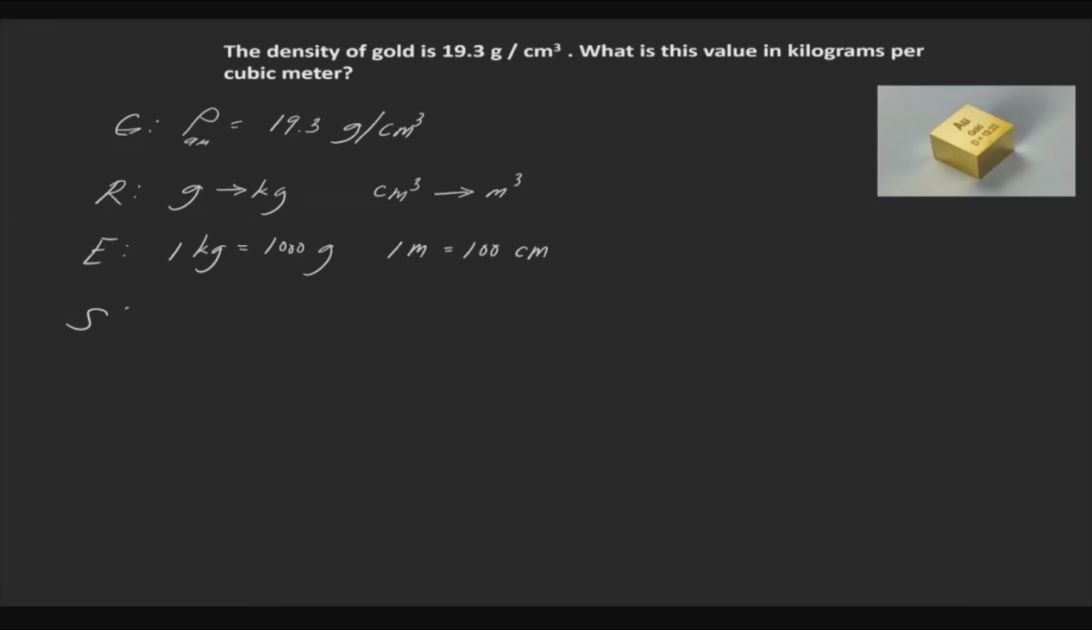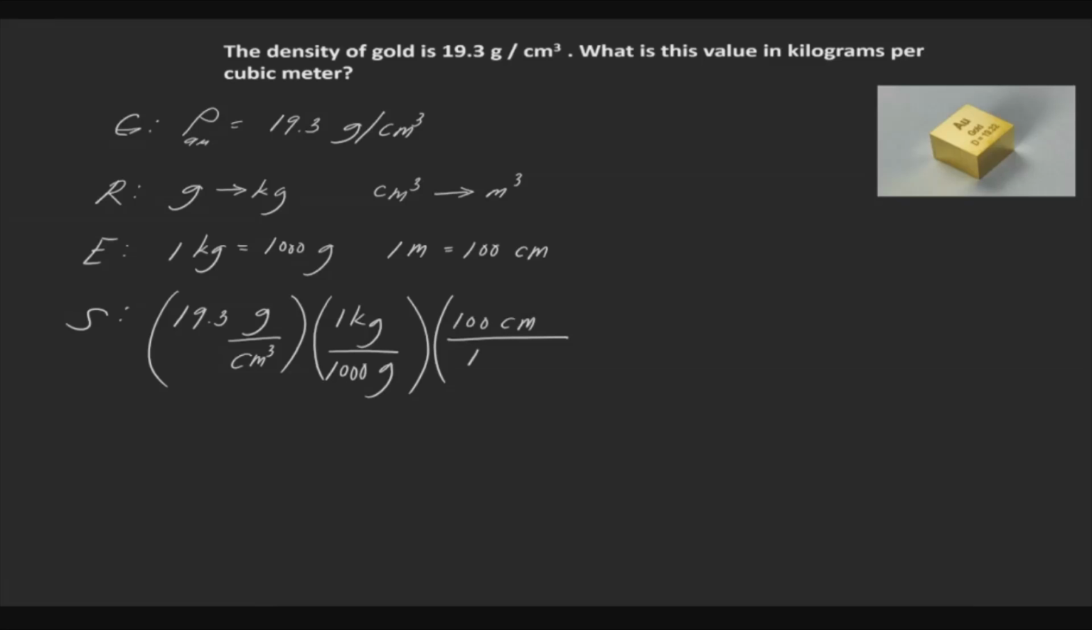Let's plug in our conversion factors to our solution. We have 19.3 grams per centimeter cube. We multiply that by the conversion factor for grams to kilograms. For every 1 kilogram, we have 1000 grams. And then we multiply it by the conversion factor for centimeters to meters. So we have 100 centimeters in 1 meter.